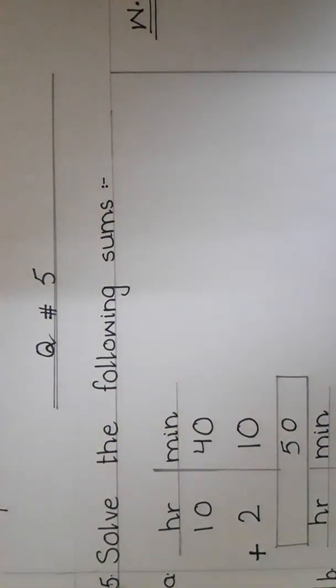Okay, so now we will add it. These are simple addition questions. So we will add 0 plus 0, 4 and 1 is equals 5. Okay, students, 0 and 2 is 2 and 1 will come as it is. Okay. So 12 hours and 50 minutes.